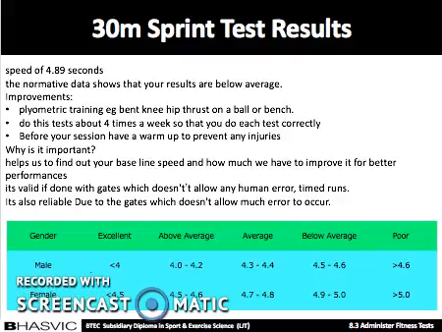The 30-meter sprint test is a valid and reliable test when conducted with electronic timing gates. This test is valid as it doesn't allow any human error or timed runs. This makes it very trustworthy, a trustable way of calculating somebody's maximal speed. Due to the gates, it also makes it reliable as it doesn't allow much error to occur.